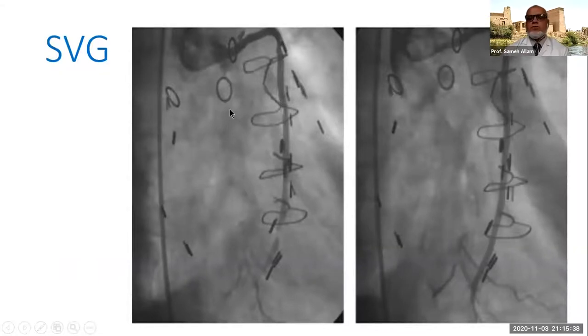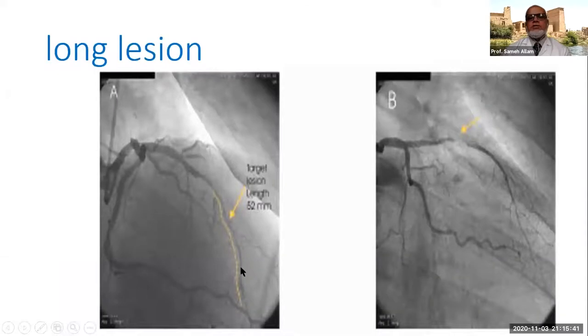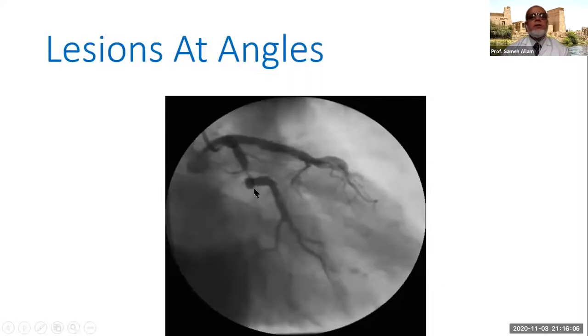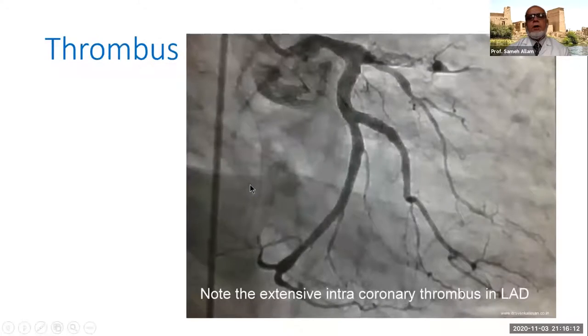Saphenous vein grafts are more susceptible to complications. Long lesions like these are more prone to complications. And bend lesions, especially where there is an angle between the major branch here and the main vessel. There is a very tight lesion at the main vessel and the ostium of a major artery, which arises at 90 degrees. Lesions at an angle like this, all these will be susceptible to complications. Thrombus burden: you can see here how important the thrombus burden is in the LAD and acute coronary syndrome.